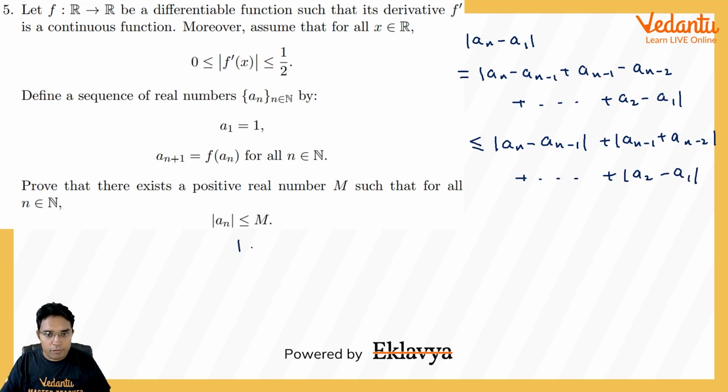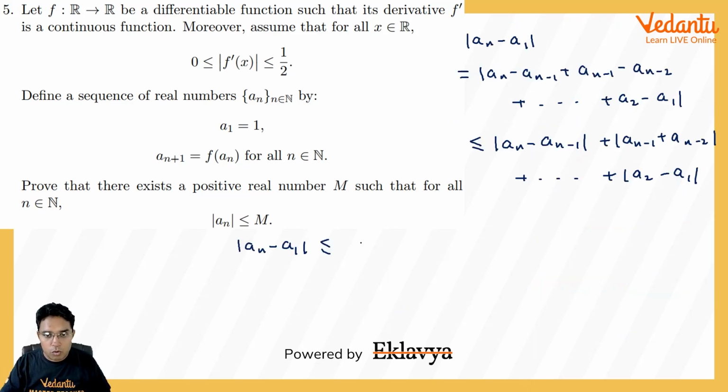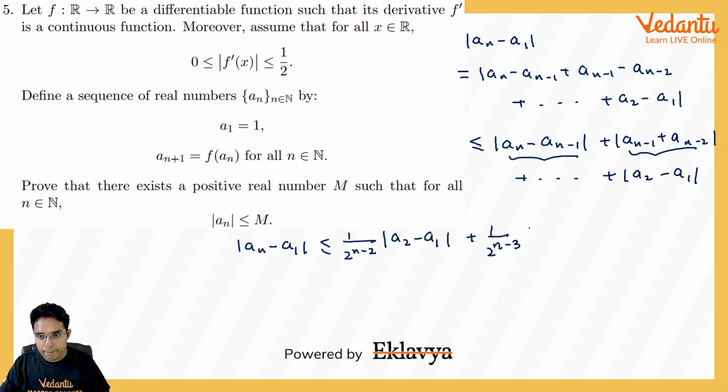Okay, so what we have obtained for mod an minus a1 is, if I use these relations also, mod of an minus 1 is less than or equal to 1 upon 2 power n minus 2 into mod of a2 minus a1. Then the next one, here the power of 2 will be 1 lesser, and it will be a2 minus a1 once again. Similar to this we will keep writing, and the last term is a2 minus a1.